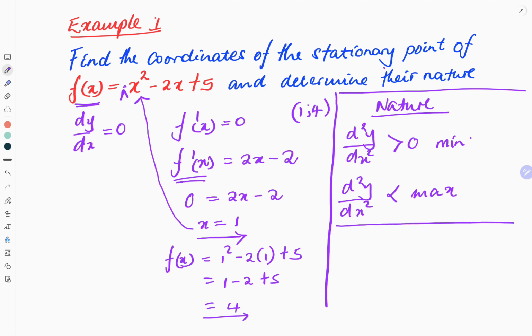So in this case, we find the second derivative from this. This is the first derivative. So the second derivative will be equal to 2. And comparing that to 0, the second derivative is actually greater than 0. Therefore, we have got a minimum point. That's how you do it.